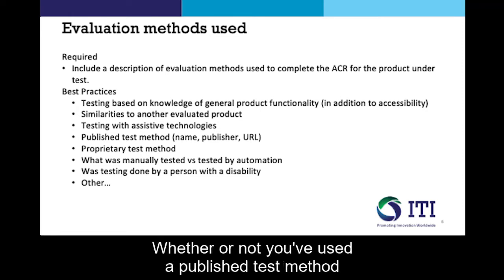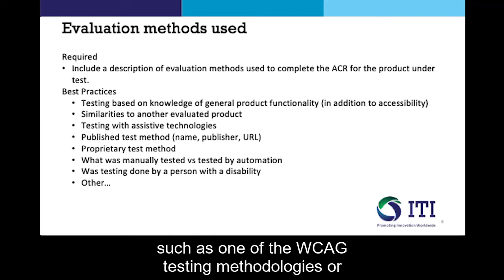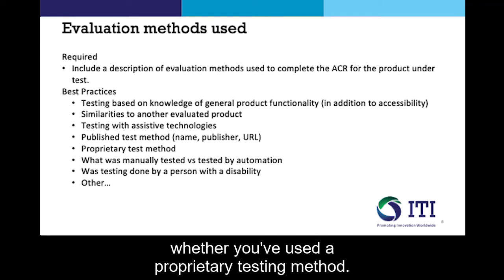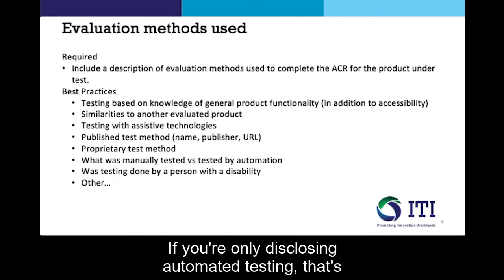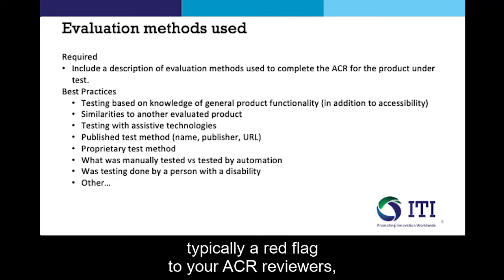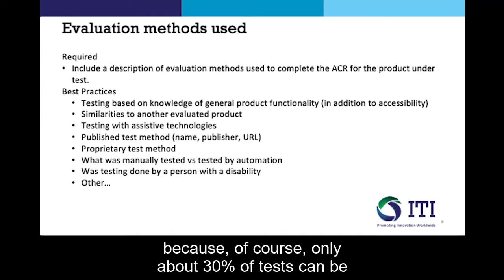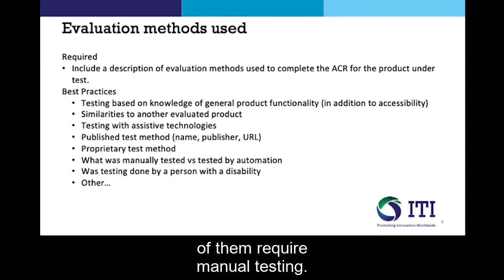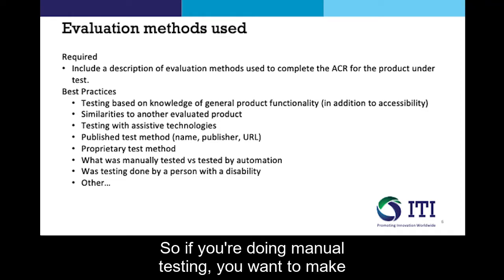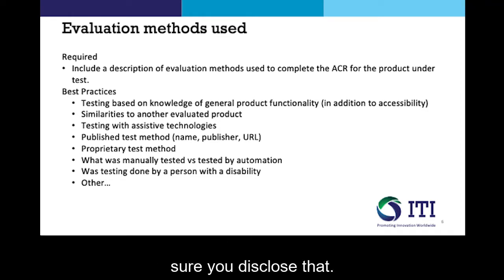Whether or not you've used a published test method, such as one of the WCAG testing methodologies, or whether you've used a proprietary testing method. What was manually tested versus what was tested by automation. If you're only disclosing automated testing, that's typically a red flag to your ACR reviewers because, of course, only about 30% of tests can be done in an automated manner and about 70% of them require manual testing. So if you're doing manual testing, you want to make sure you disclose that.